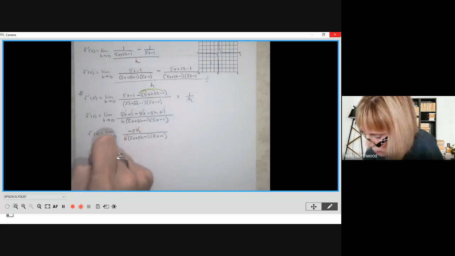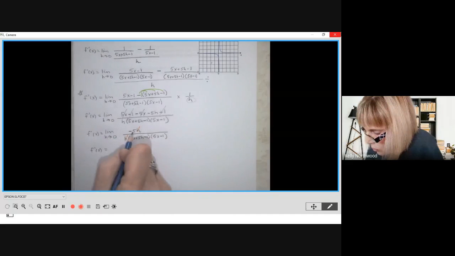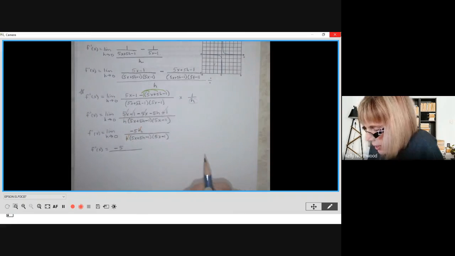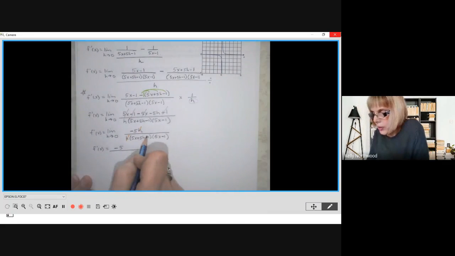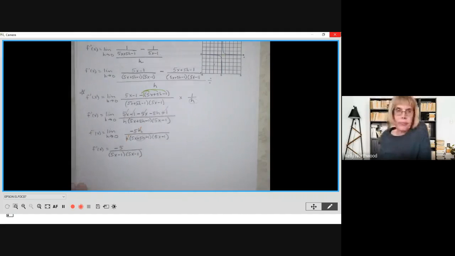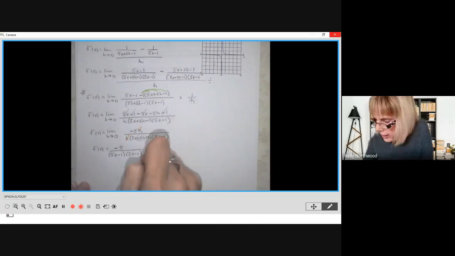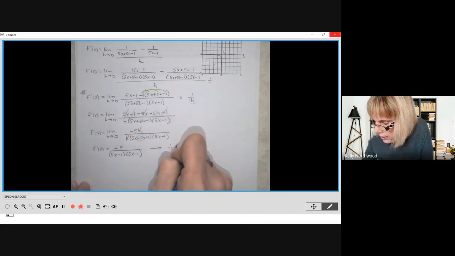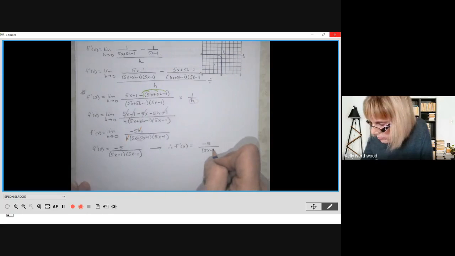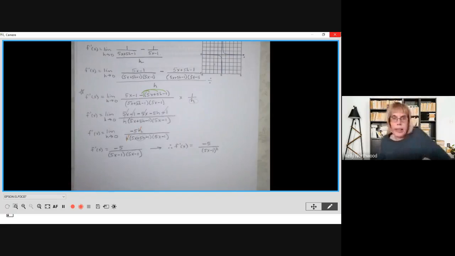So I'm going to take the limit. As h approaches 0, the numerator negative 5 stays the same. As h approaches 0 in the denominator, this term approaches 0. So I'm just left with 5x minus 1 here, and then another 5x minus 1. And then a prettier way to write that would be that.